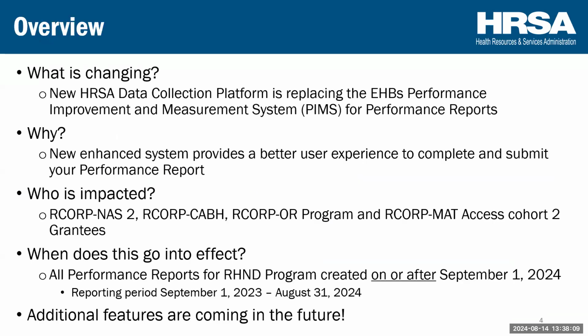So let's look at a little background here. As of September 1st of this year, any performance reports created for the rcorp-mat-access 2, CABH, OR program grantees will be created and submitted in the new HRSA platform. This new system has an updated look and feel and is easier to navigate, to give you a better experience while completing and submitting your performance reports than the previous system. And just as a reminder, this only applies to performance reports created on or after the reporting period of September 1st through August 31st of 2024.